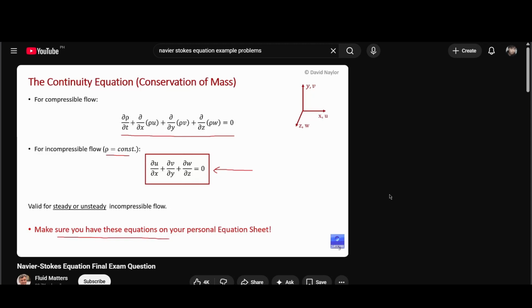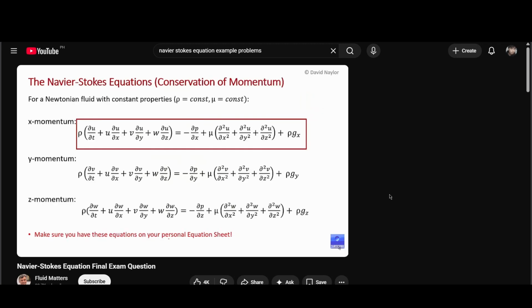A couple of slides from chapter 4, just to refresh your memory. This is not part of the solution, but remember in chapter 4, we derived the continuity equation. This is the compressible continuity equation, but this is an incompressible flow. You're told that the flow is incompressible, so the density is a constant, so we want to use this equation.